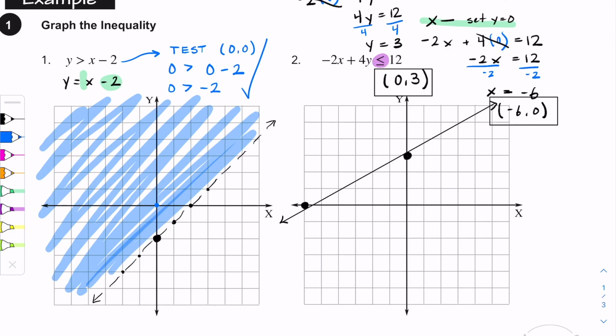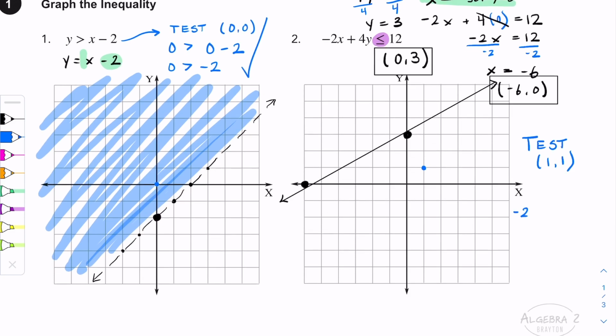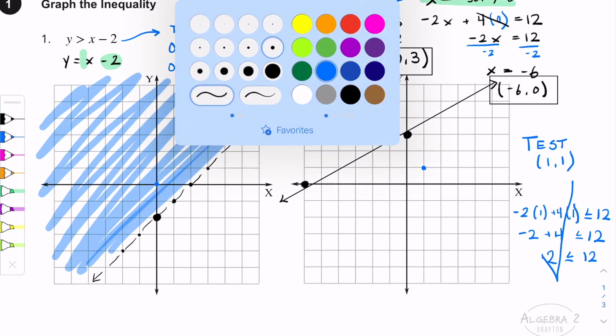And the last step, step 4, is to pick a point, test it in the original inequality, and determine if it's true. This time I'm going to pick (1, 1). If I test (1, 1), I have -2 times 1 plus 4 times 1 is less than or equal to 12. -2 plus 4 is less than or equal to 12, or 2 is less than or equal to 12. That is true. 2 is less than 12, so I'm going to shade with that point that I picked.